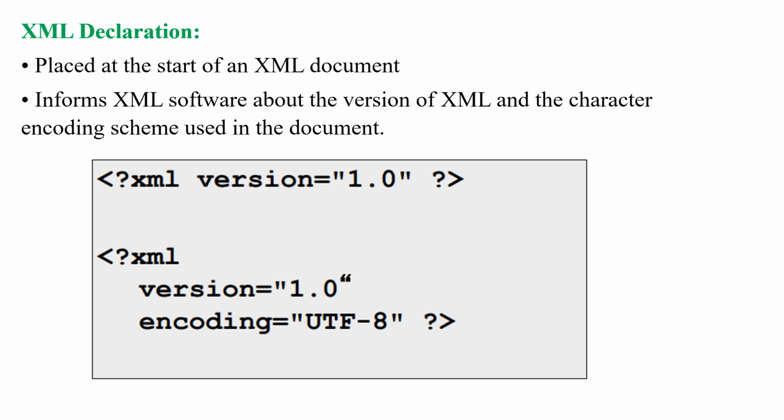Always this will be considered as the start line of the document. It should be placed at the start of an XML document. It informs XML software about the version of the XML and the character encoding scheme used in the document. The first pattern can be given like XML, then version equal to 1.0. What version we are using should be defined. The second pattern is included with encoding type. UTF 8-bit encoding we are using here. Both statements are valid, either this or that can be used as the first statement of the XML document.